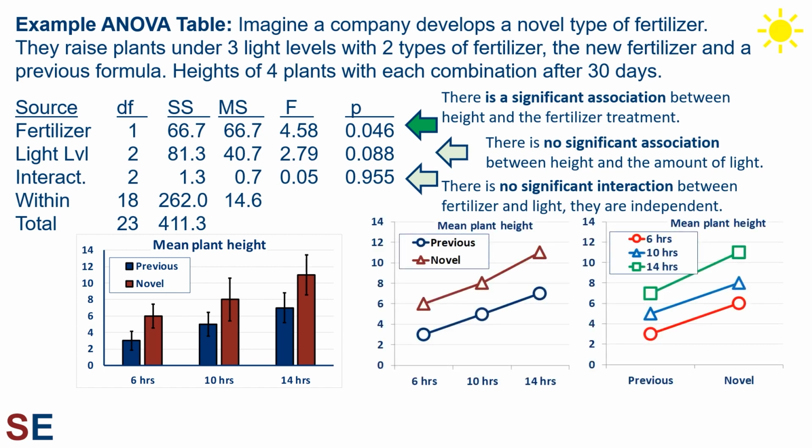This is what the interaction plots look like. We can see an apparent upward trend in the means associated with the amount of light.